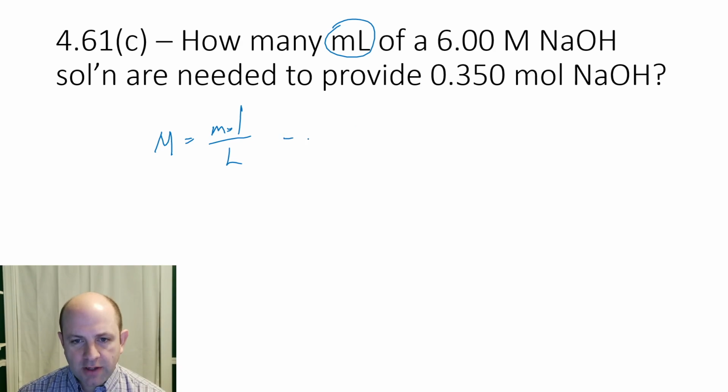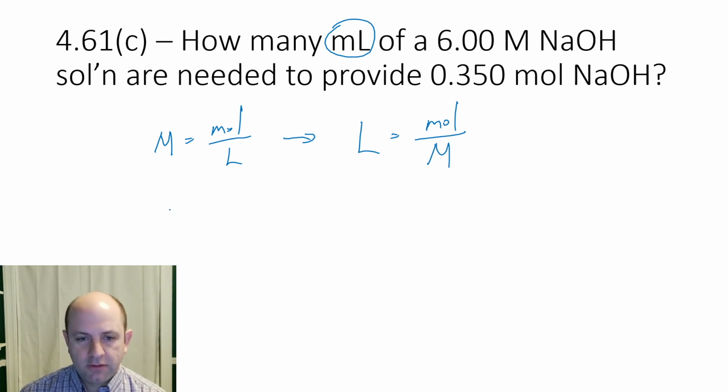So we want to rearrange this equation first to say that the liters will equal the moles divided by the molarity, right? We just did cross multiplying. You know, whenever you go across the equal sign, you flip numerator and denominator. So we have moles to plug in. We have the molarity to plug in. We're going to solve for liters. Then we'll go ahead and make it milliliters.